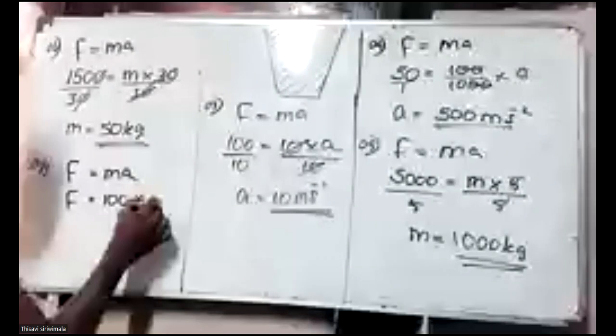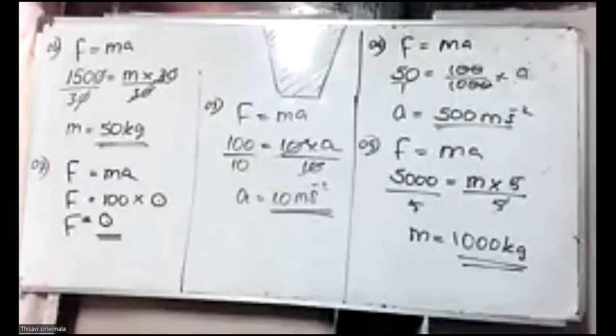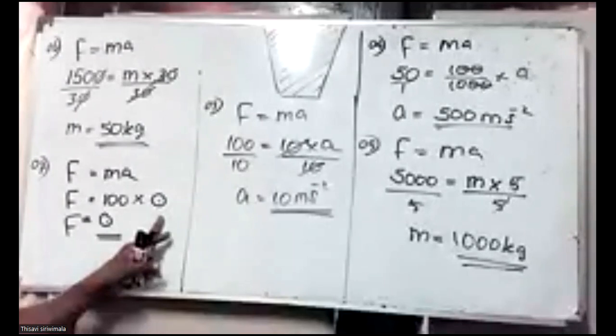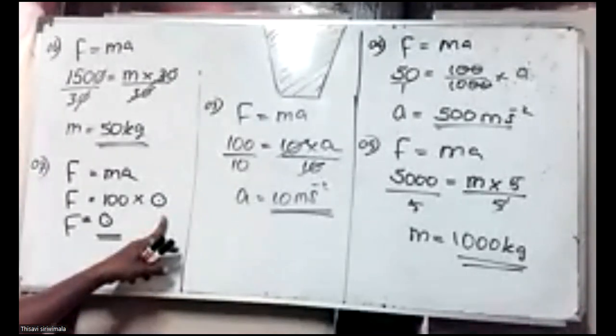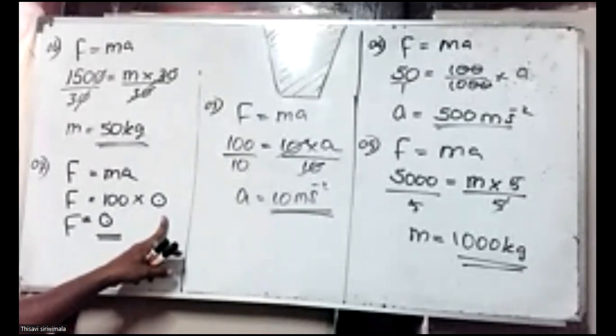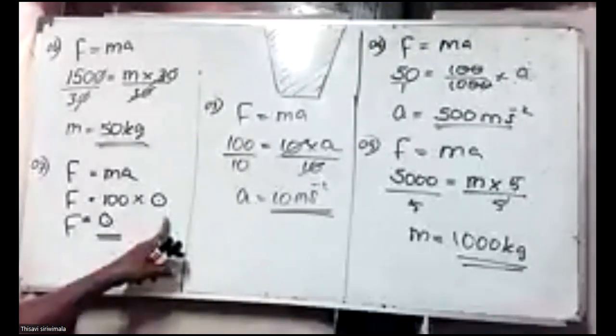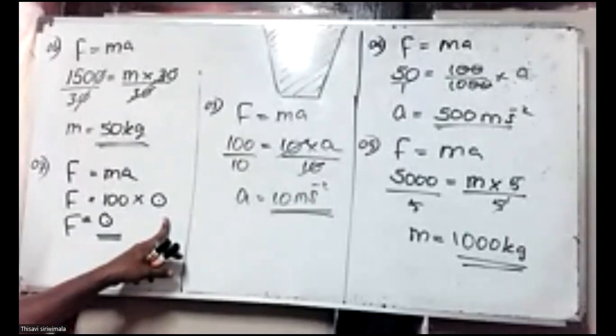So therefore, there will be no unbalanced force. If the object is moving at uniform velocity, there will be no unbalanced forces. That's why I put 0 here, because it is moving at 10 ms minus 1 velocity, uniform velocity, not an acceleration. So therefore, for the objects which are moving at uniform velocity, there are no accelerations, no unbalanced forces.